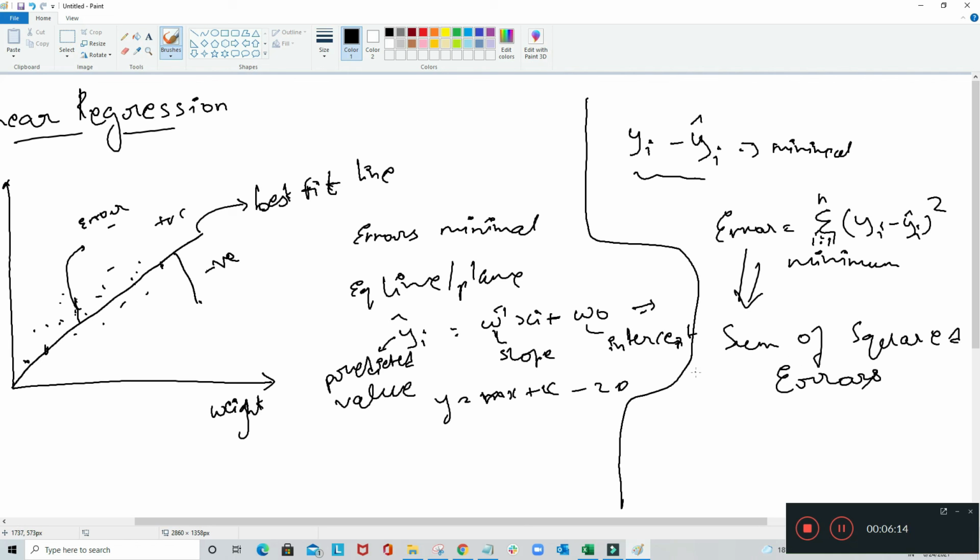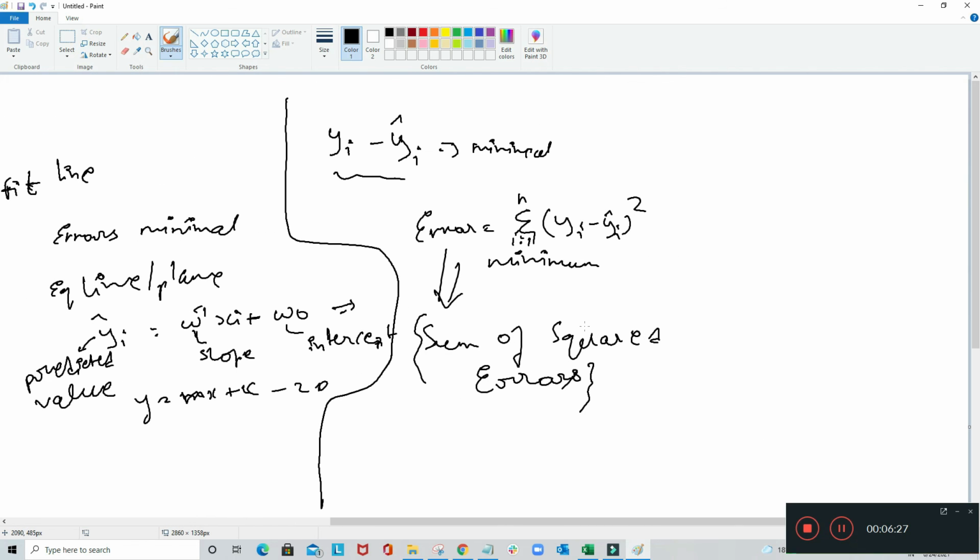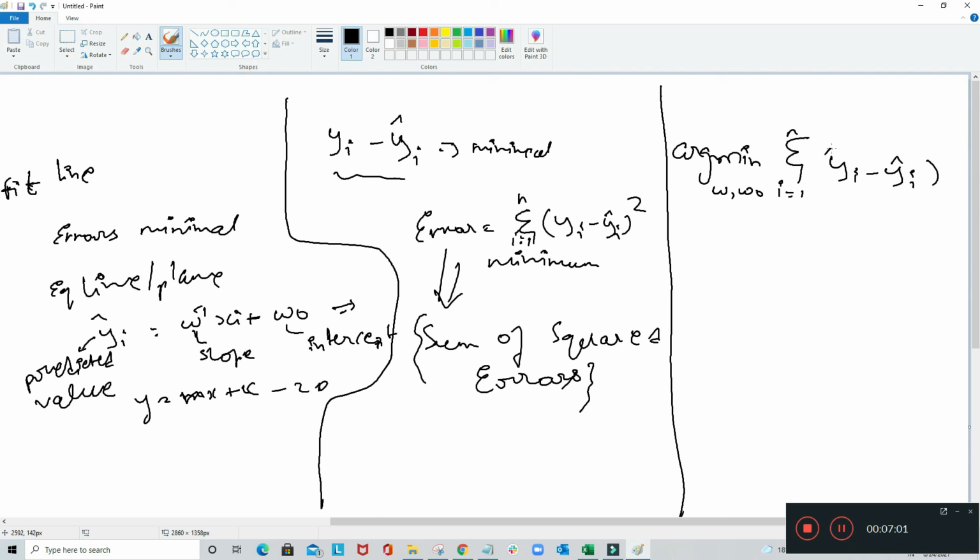So essentially, to summarize, linear regression tries to minimize the sum of squared errors. If I write the mathematical formula for this, it's nothing but argmin over w comma w naught. I have to find the values of w and w naught for which I can minimize my sum of squared errors, yi minus yi hat whole square.